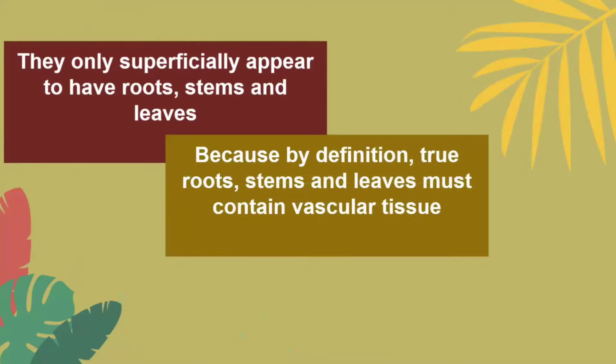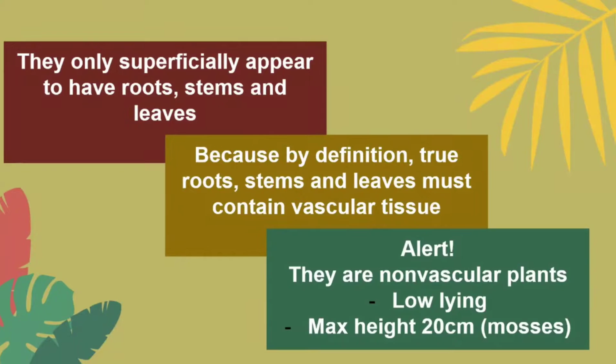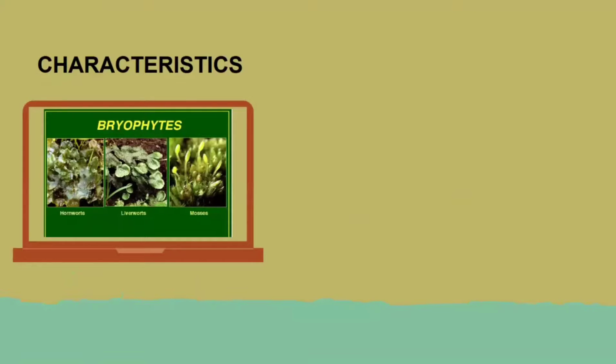Bryophytes superficially appear to have roots, stems, and leaves, but by definition, true roots, stems, and leaves must contain vascular tissue. Alert! They are non-vascular plants, low-lying, and can only reach a max height of 20 cm for mosses. There are 5 characteristics of Bryophytes.